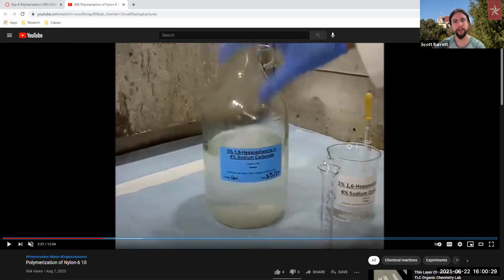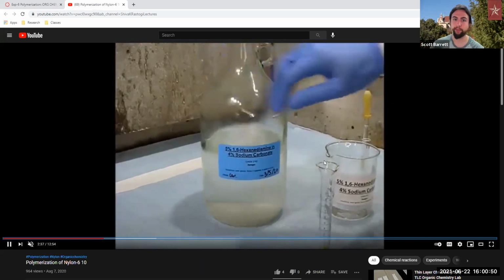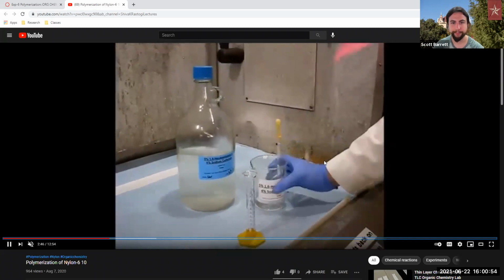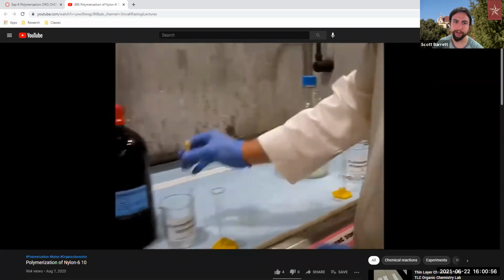So one thing here is that the hexane diamine, you can see it actually is suspended in a solution with sodium carbonate. And the reason for that is because when that chloride leaves to create hydrochloric acid, it'll continue to create hydrochloric acid and build up in your beaker. So that is why you have a suspension here of sodium carbonate within your hexane diamine solution. Okay? And then that's just poured over into a beaker additionally.